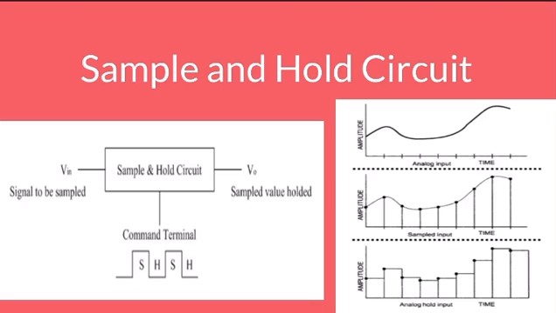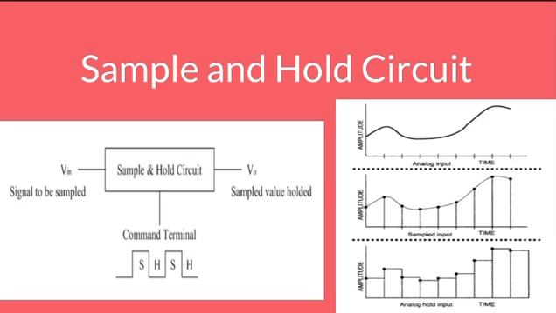As the name suggests, this S and H circuit samples the input analog signal based on the sampling command and holds the output value at its output until the next sampling command arrives. So here we have some images showing the amplitude of the signal through time for the analog input, the sampled input, and the analog hold input. These are the variations for the sample and hold circuit.